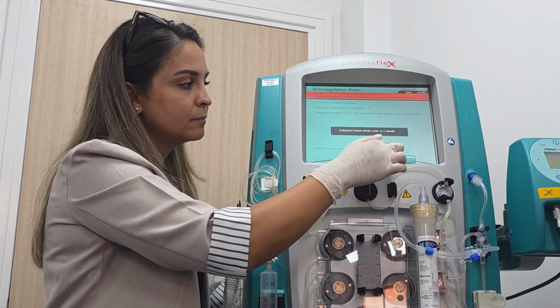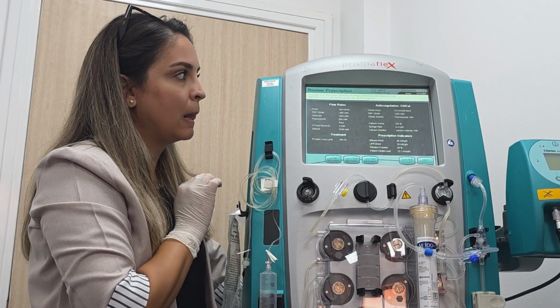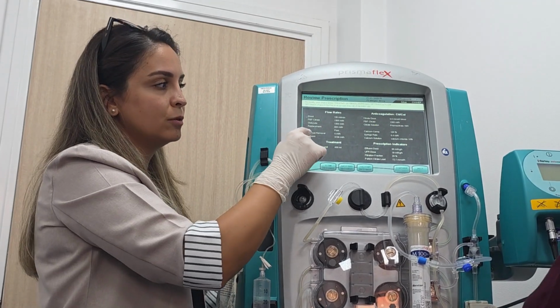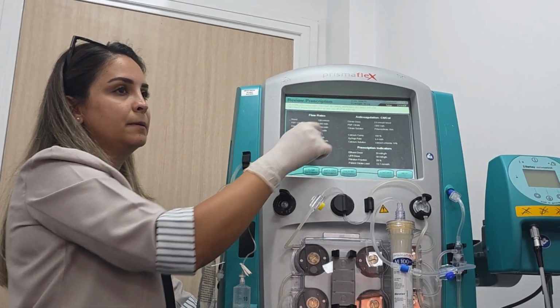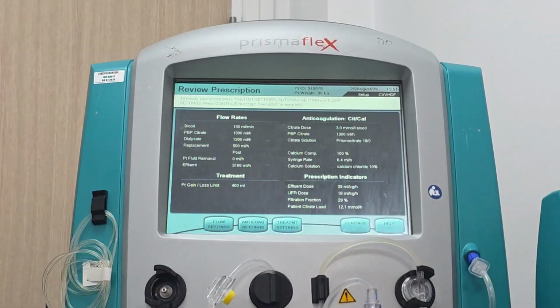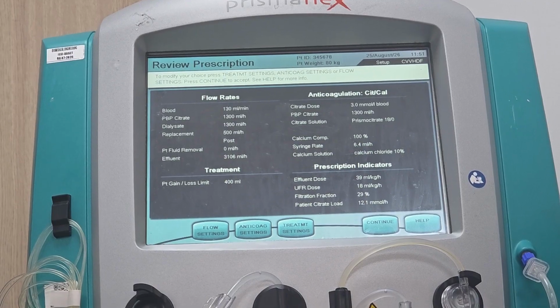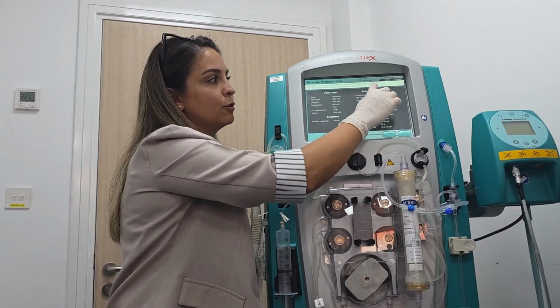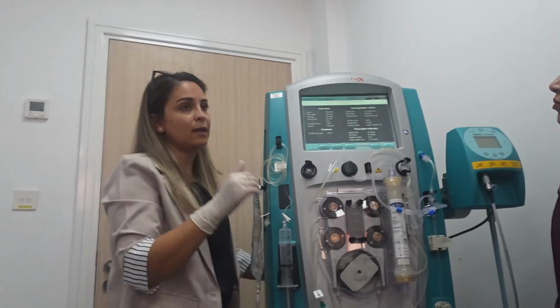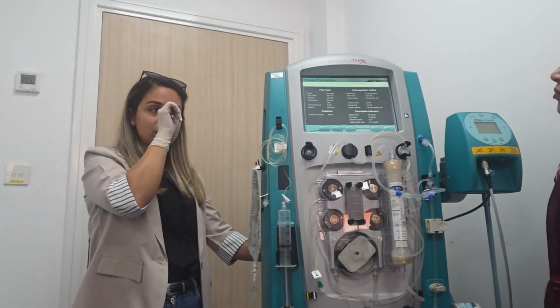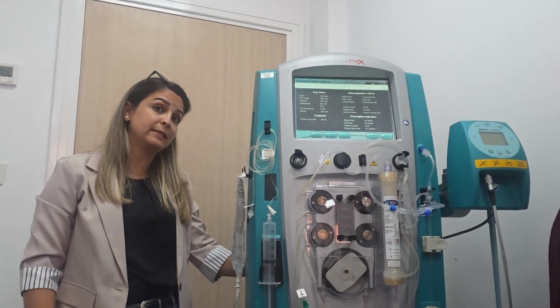So continue. Let's review the prescription. Look at the flow rates. Are they accepted? All good for the flow rates? What about the anticoagulation? All good for the citrate concentration, citrate dose, and calcium compensation?